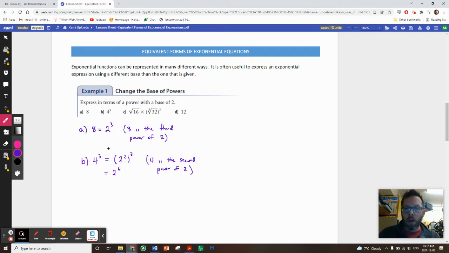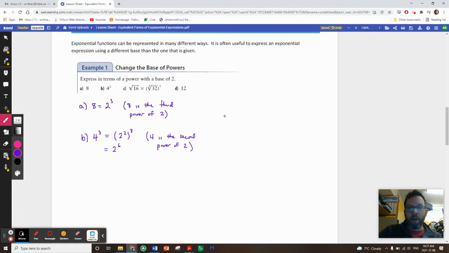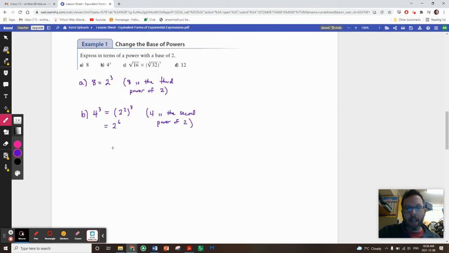C is not so obvious. Hopefully you recognize 16 and 32 are powers of 2. And there are several ways to go about this kind of problem. I'll show you one way of thinking about it. In this case, I'll just rewrite this out: root 16 times the fifth root of 32 cubed.